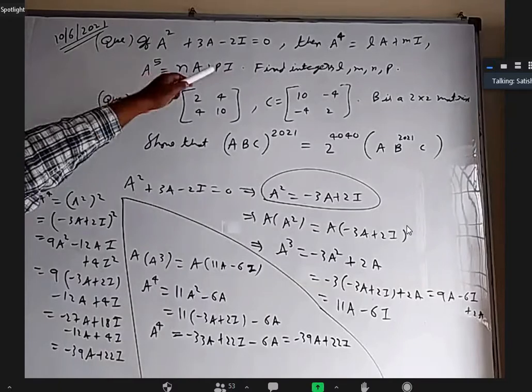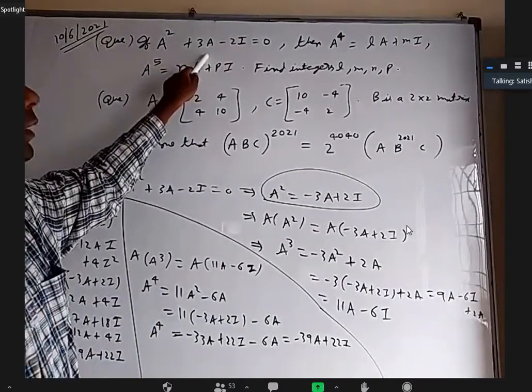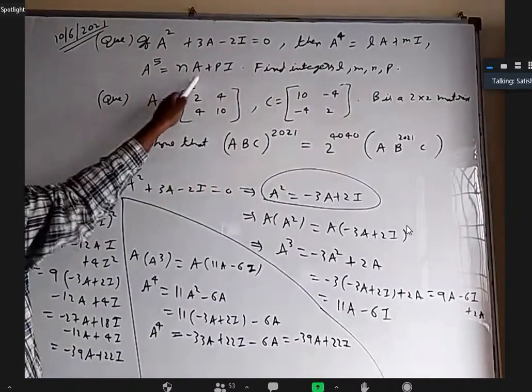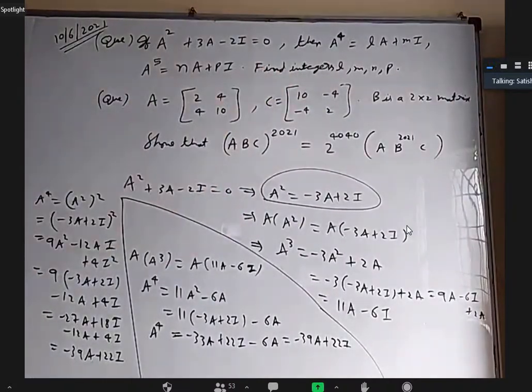So this is the first question where this equation is given. Based on that, we have to find A power 4 in terms of A and I, and A power 5 in terms of A and I. What are those integers? I'm asking.